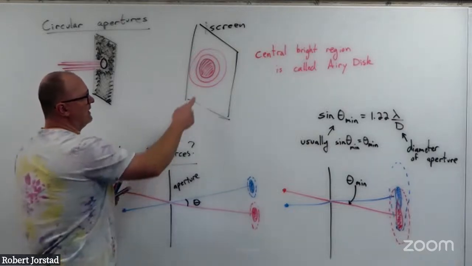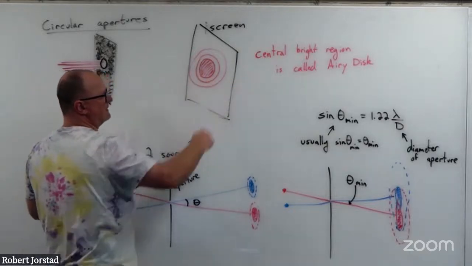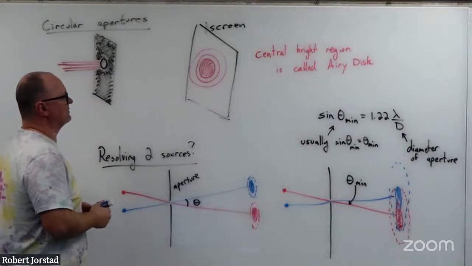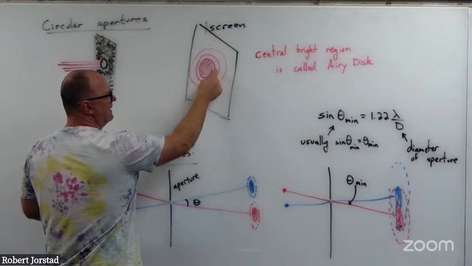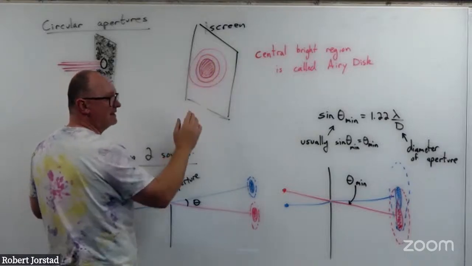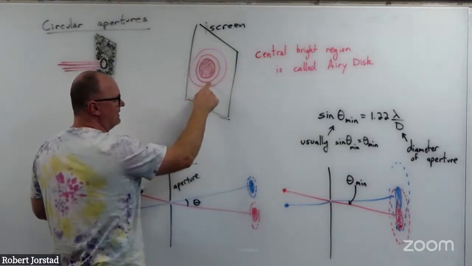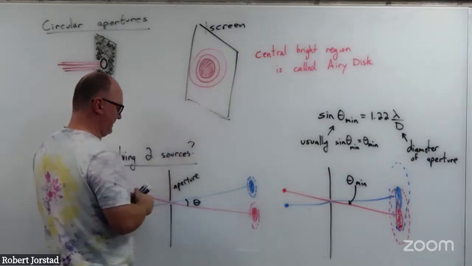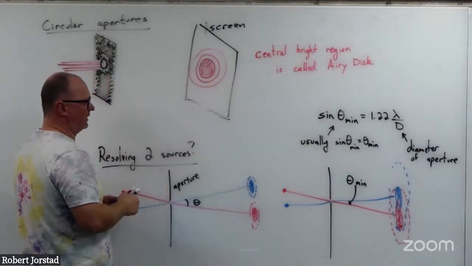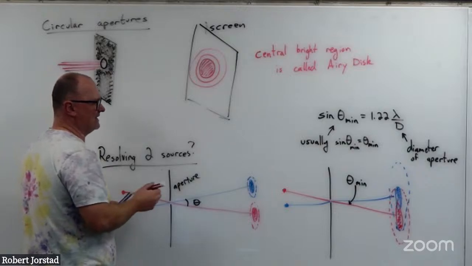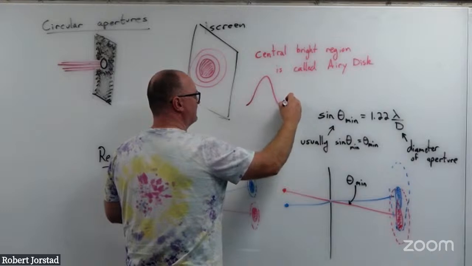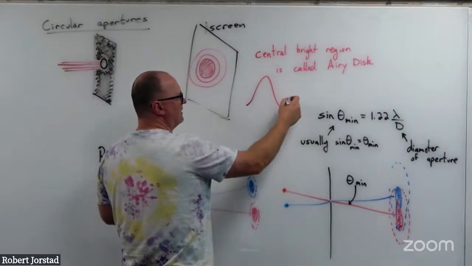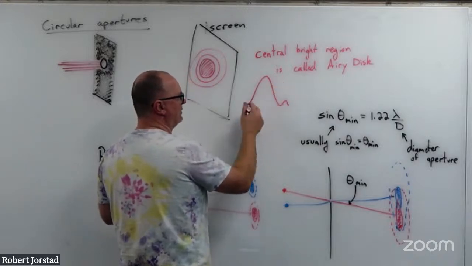This central bright region is called the Airy disk. All right, and then so we see a bright central disk, and then kind of a dark ring instead of a dark fringe, and then a bright ring, and then a dark ring, and then a bright ring. And just like before with the single slit, we saw the intensity pattern was huge in the middle, and then it basically dropped by a factor of 20 or so to get to this one.